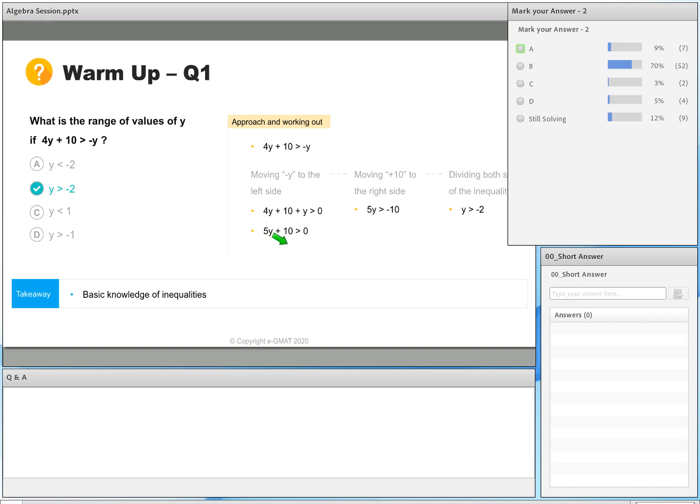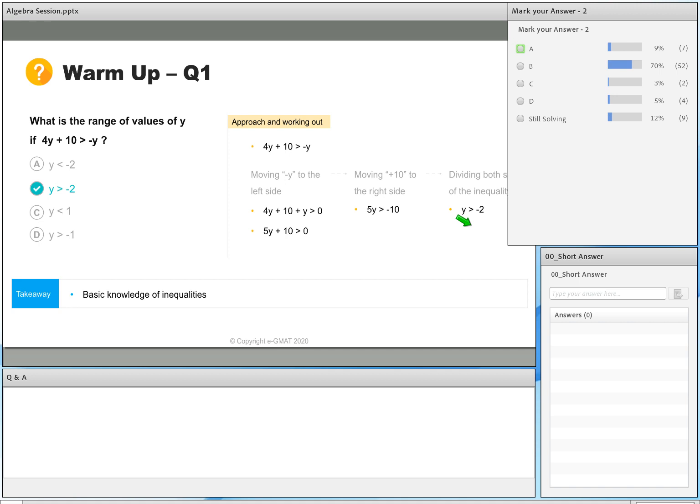Now I want to remove this 10. How do I remove this 10? I'm going to subtract 10 on both sides. That removes the 10 completely from the left hand side, and on the right side it becomes negative 10. Finally, you just divide both sides by 5 and you get y greater than negative 2. Everything here was solved like equations are solved. Nothing different at all. Instead of an equal to sign you had a greater than sign, but that did not mean you solved any differently.